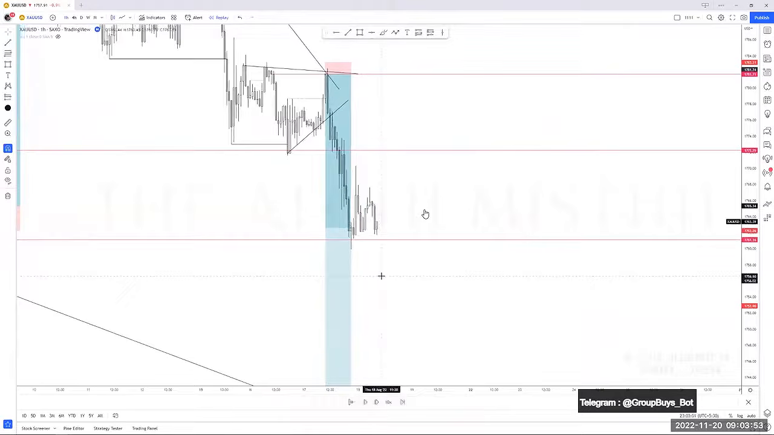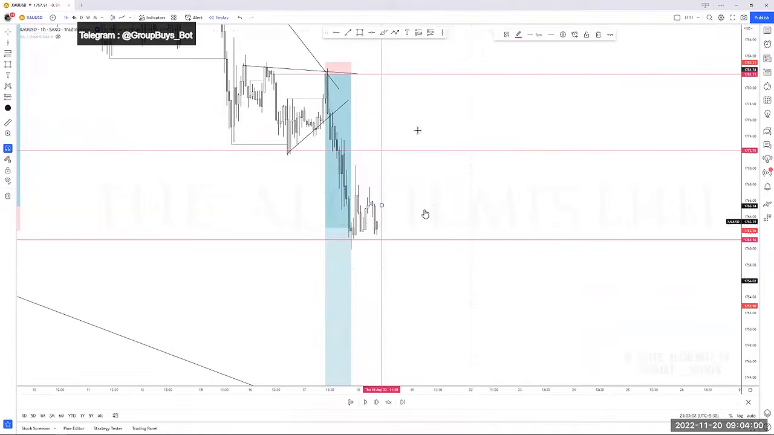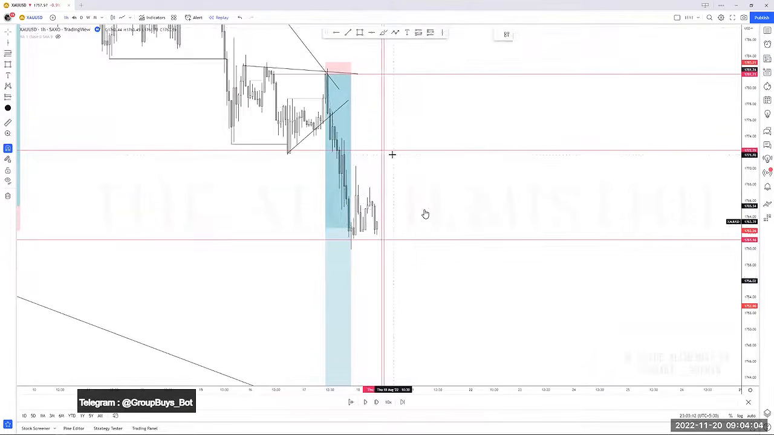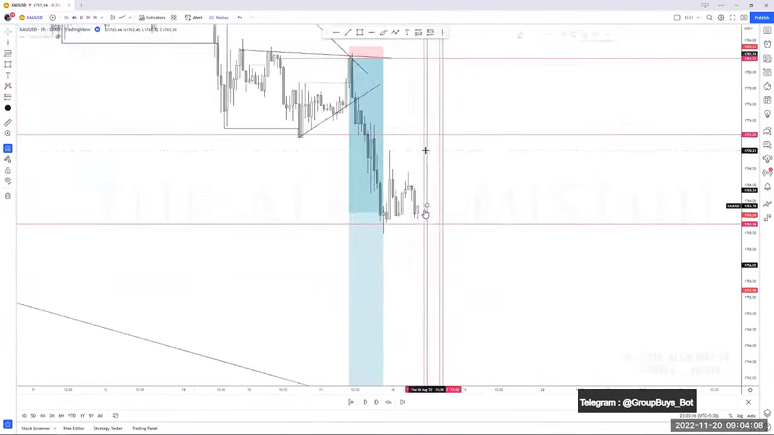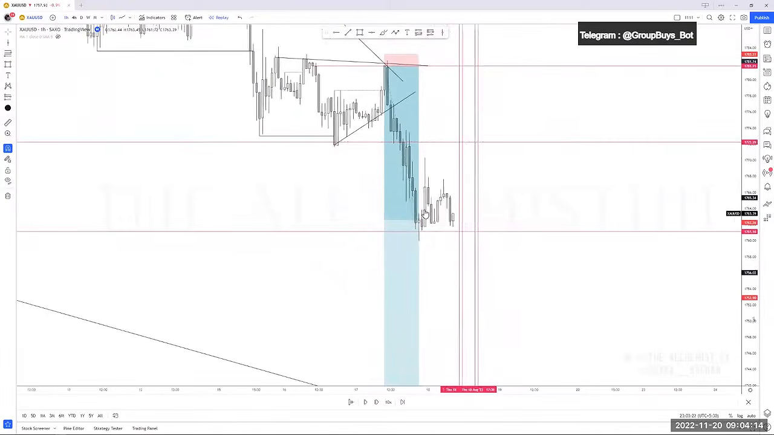So for me, London kill zone is at 11:30. London session is at 12:30. New York kill zone is at 4:30. New York session is at 5:30. So these will be the time zones where I look for entries, because at this time of the day is when the major moves happen actually, during the session opening.